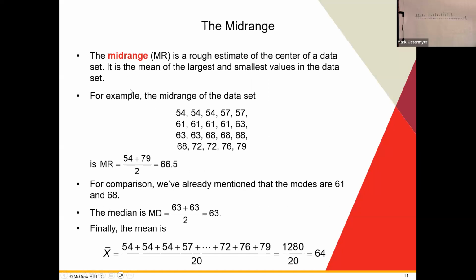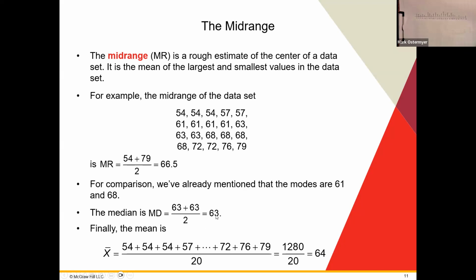All right, the mid-range. The mid-range value is computed by adding your smallest data point to the maximum data point in the data set and dividing by 2. So the mid-range is the average of the minimum and the maximum data observations in your data set. That's all there is to the mid-range. And so the mid-range of this data set would be 54 plus 79 divided by 2, or 66.5.